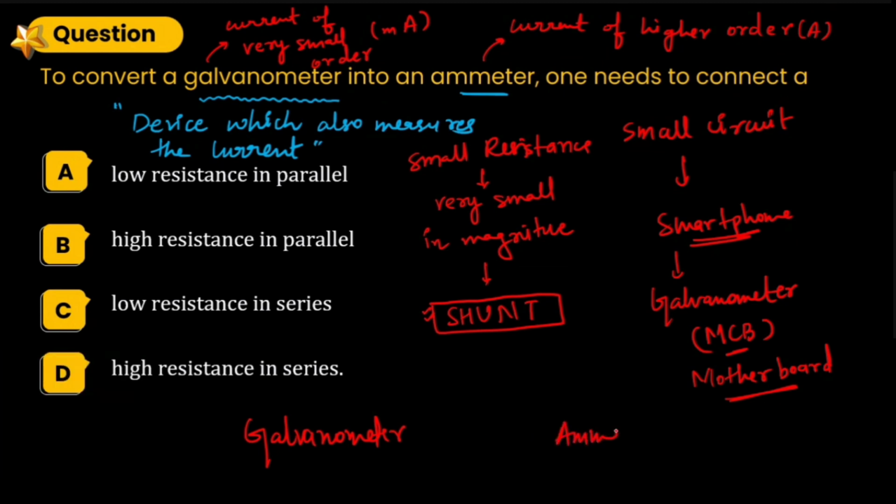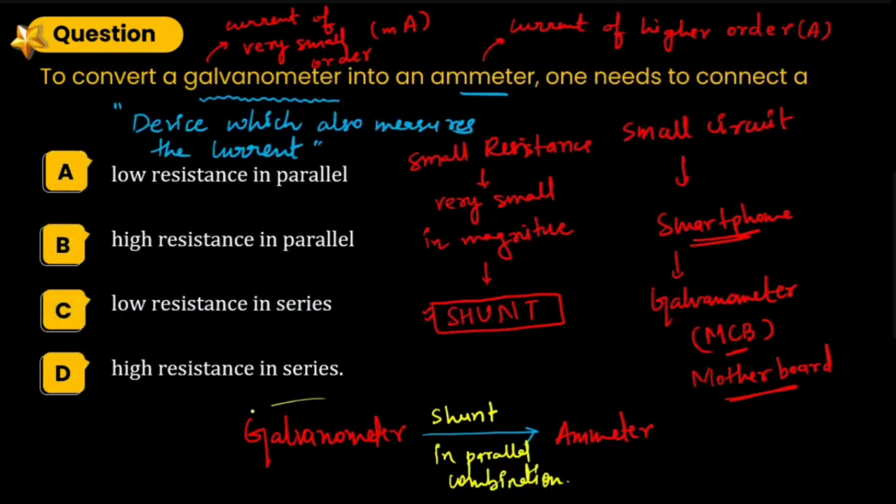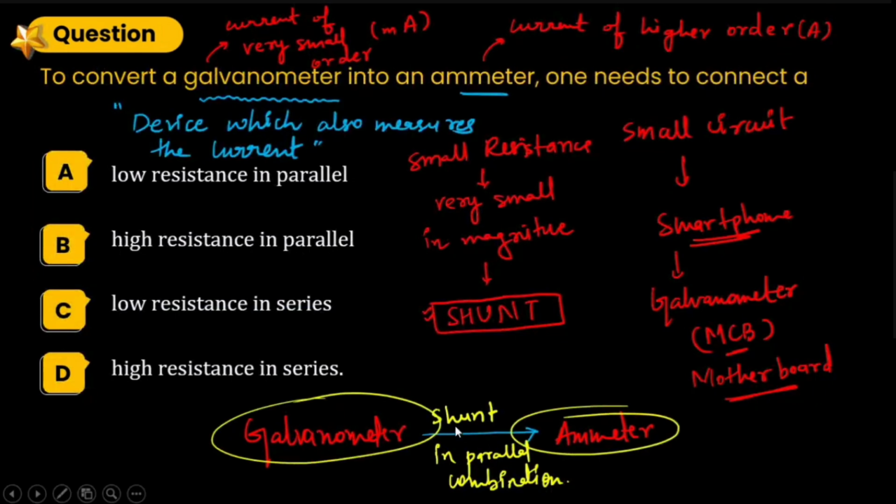To convert a galvanometer into an ammeter, one needs to connect a shunt that should be of low resistance in a parallel combination. So whenever we are making a galvanometer into an ammeter, we must connect a shunt in parallel combination. Remember this, this is something you can learn.